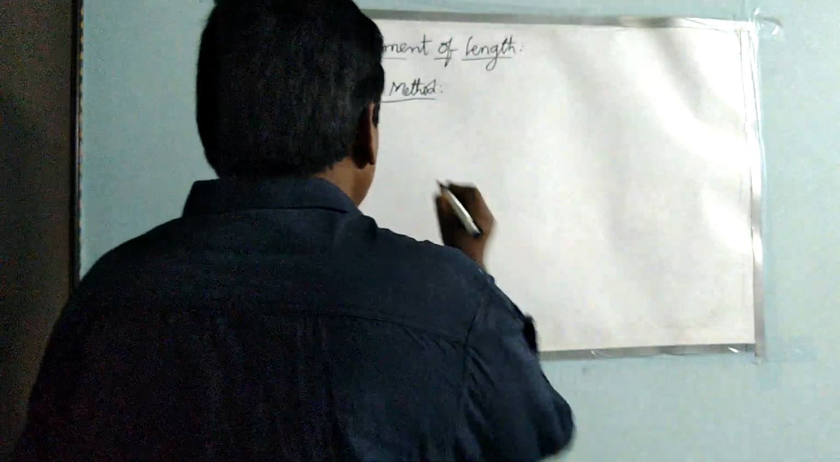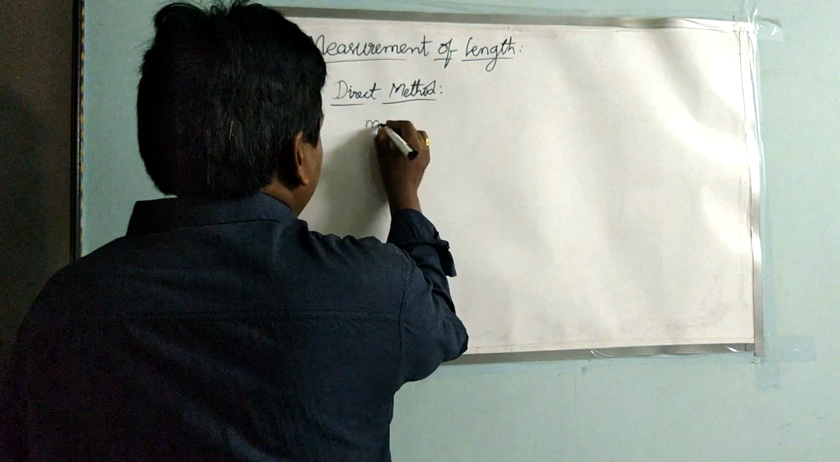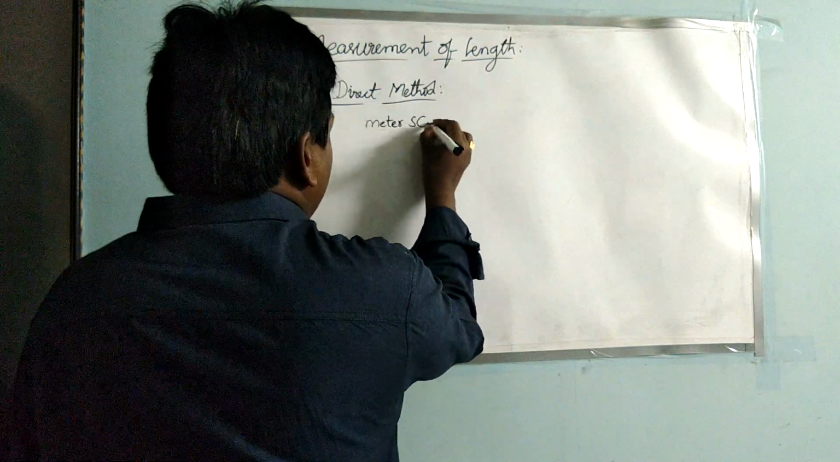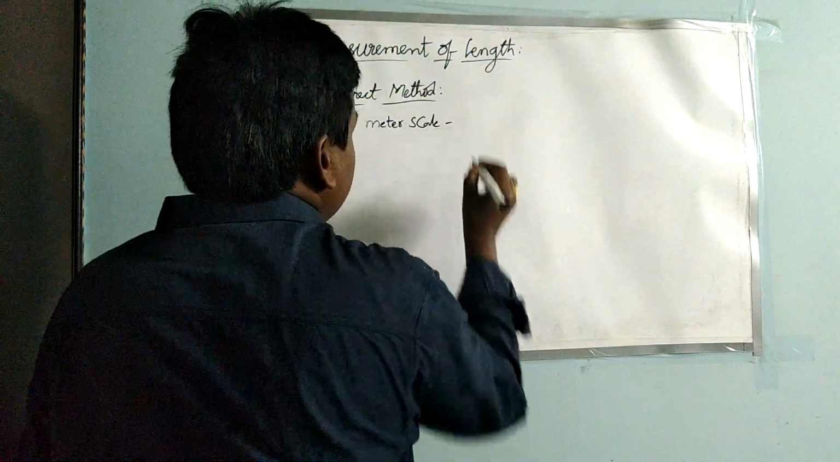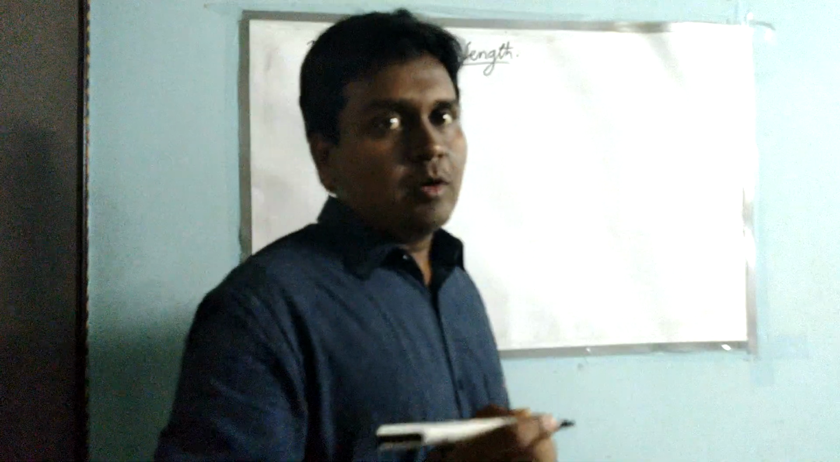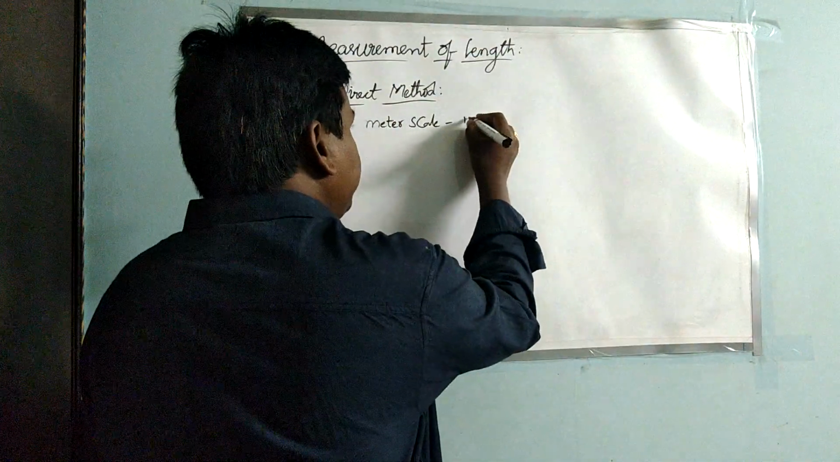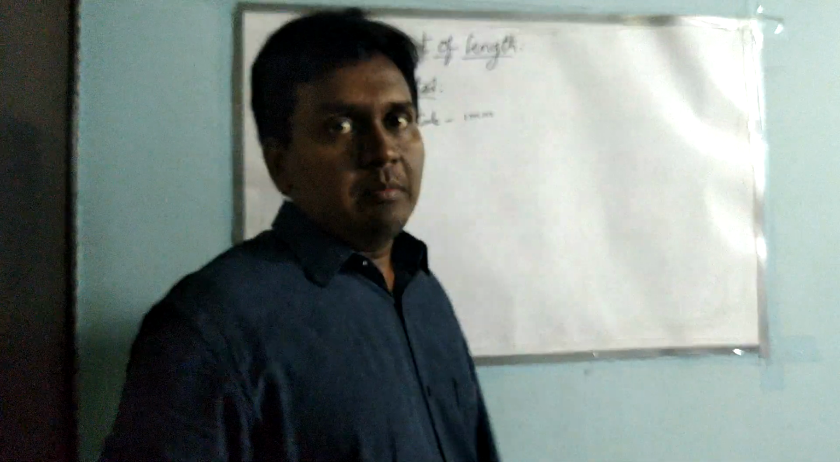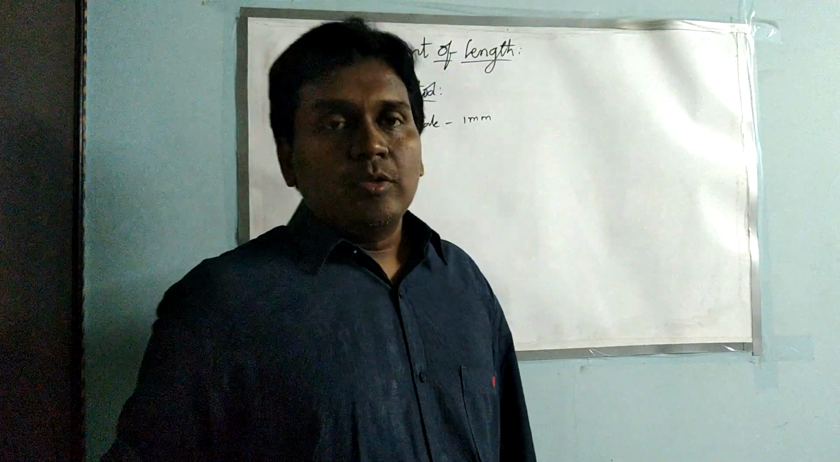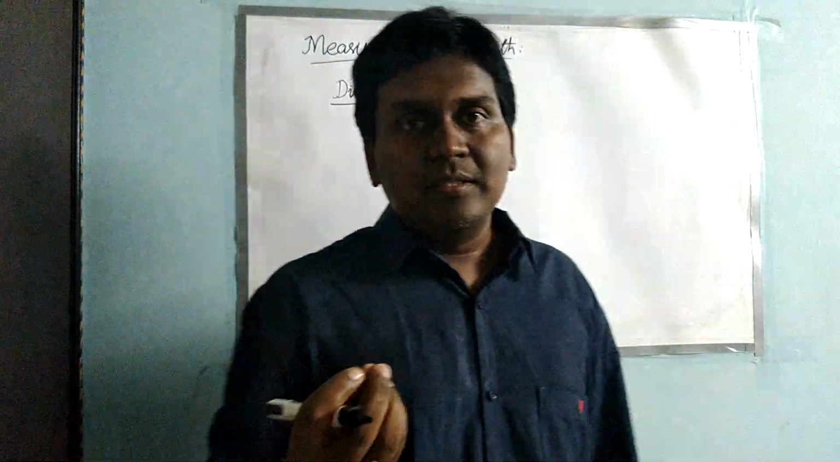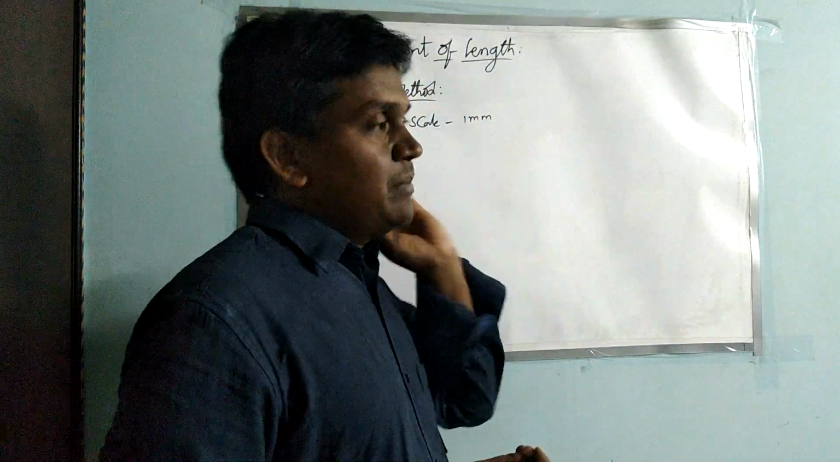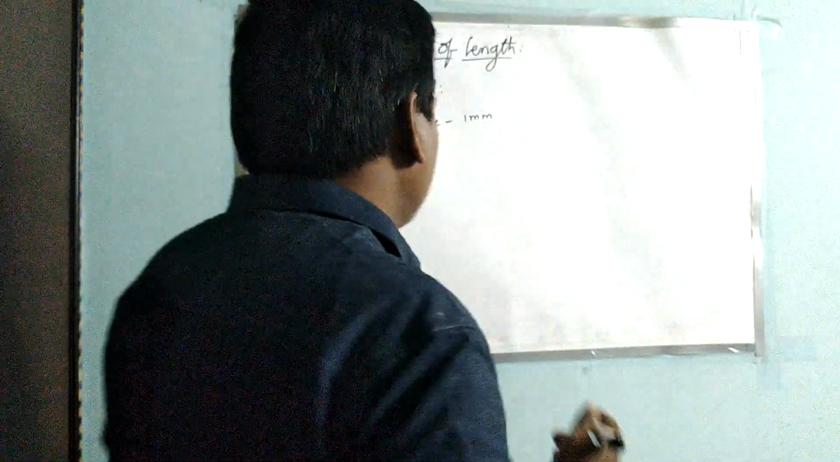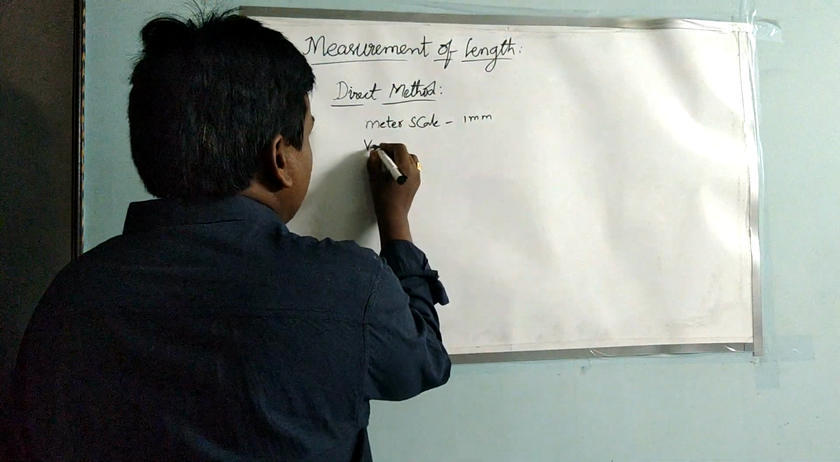But by using a 1 meter scale or a meter scale, the least count of the meter scale is 1 mm. So up to 1 mm we are able to measure by using a meter scale. So if I want to measure a distance less than 1 mm, I have to go for vernier calipers.